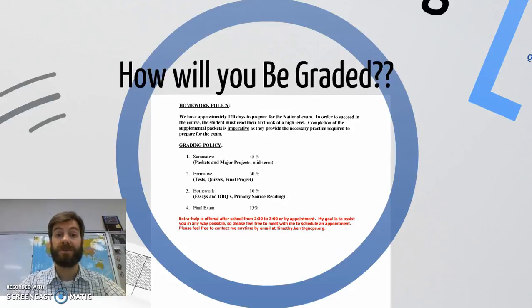It takes some time and it takes some effort. That's why my packets will always be the summative grade. The consequence of their work will be in their tests and quizzes. Quizzes will not be announced.